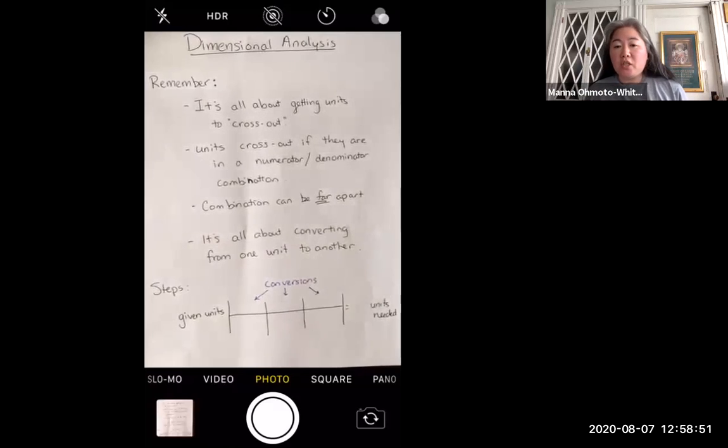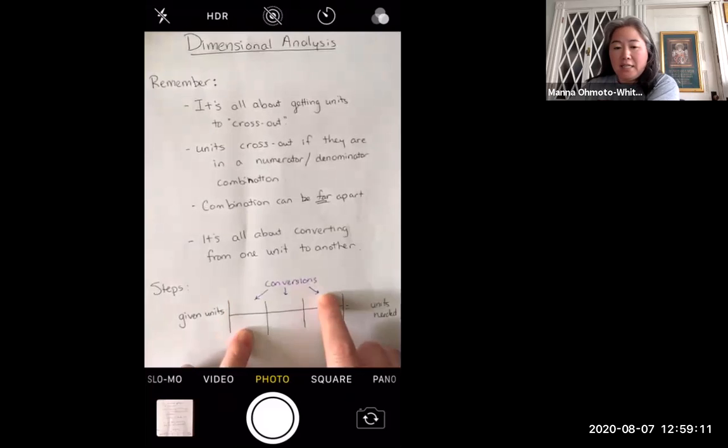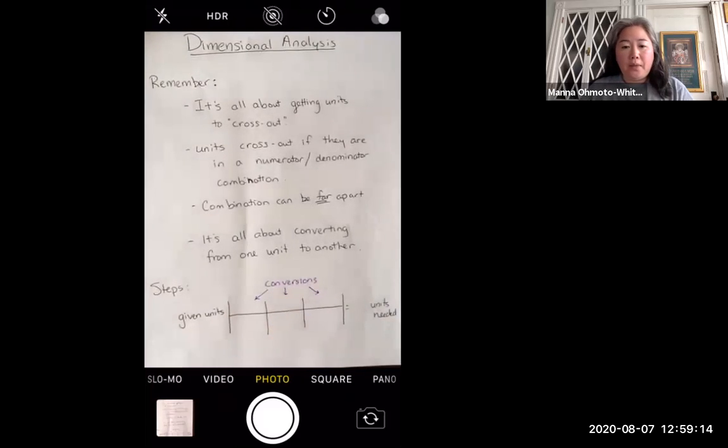A couple points to remember. It's all about getting units to cross out. So units are your friend. You need to always use units in your answer, but also in your conversions. Units are just like variables and numbers. They can cross out if they are in a numerator-denominator combination, like this, or like this. Even here, the combinations can be far apart. They can be between things, and I could have a denominator here and a numerator here, and they'll still cross out. And it's all about converting from one unit to another.